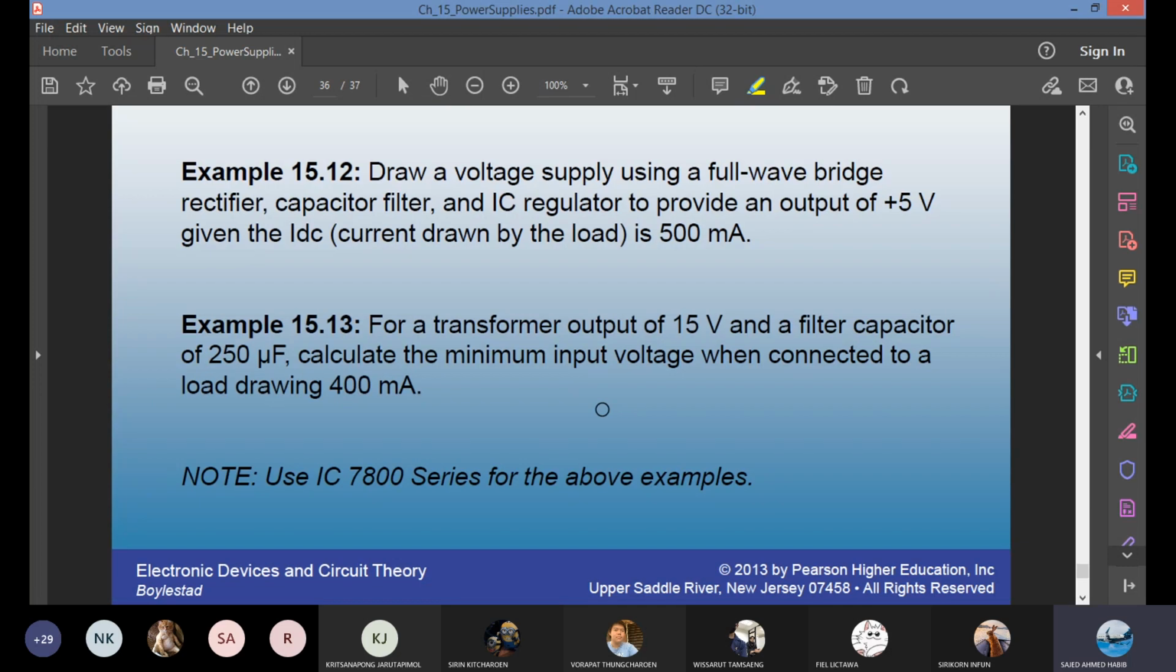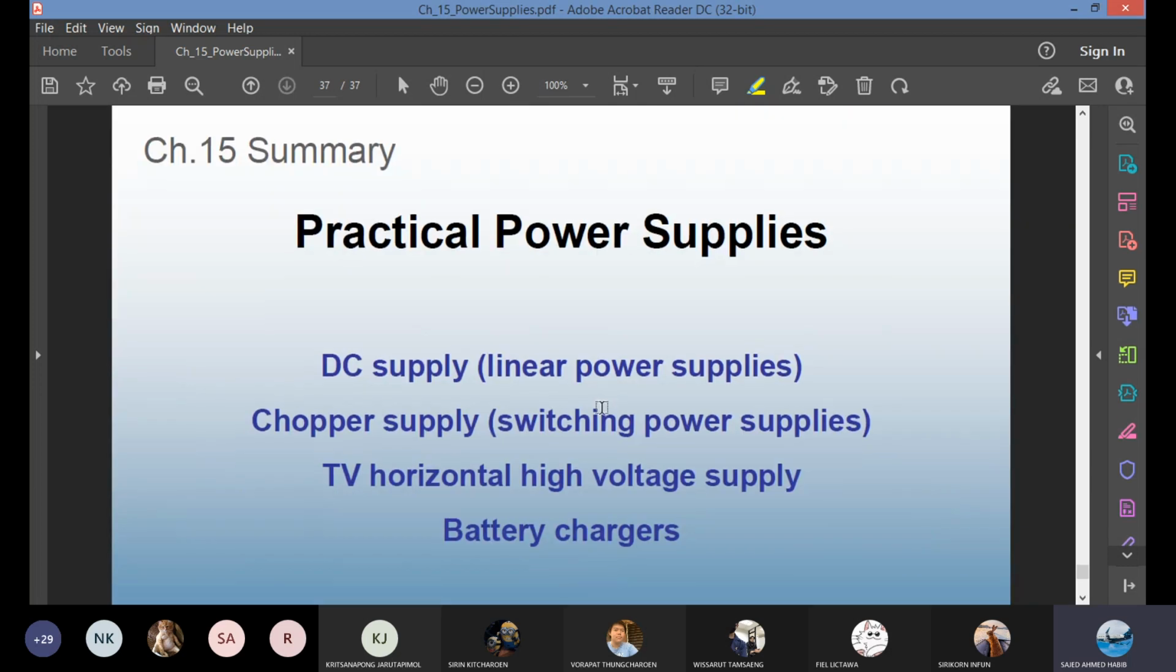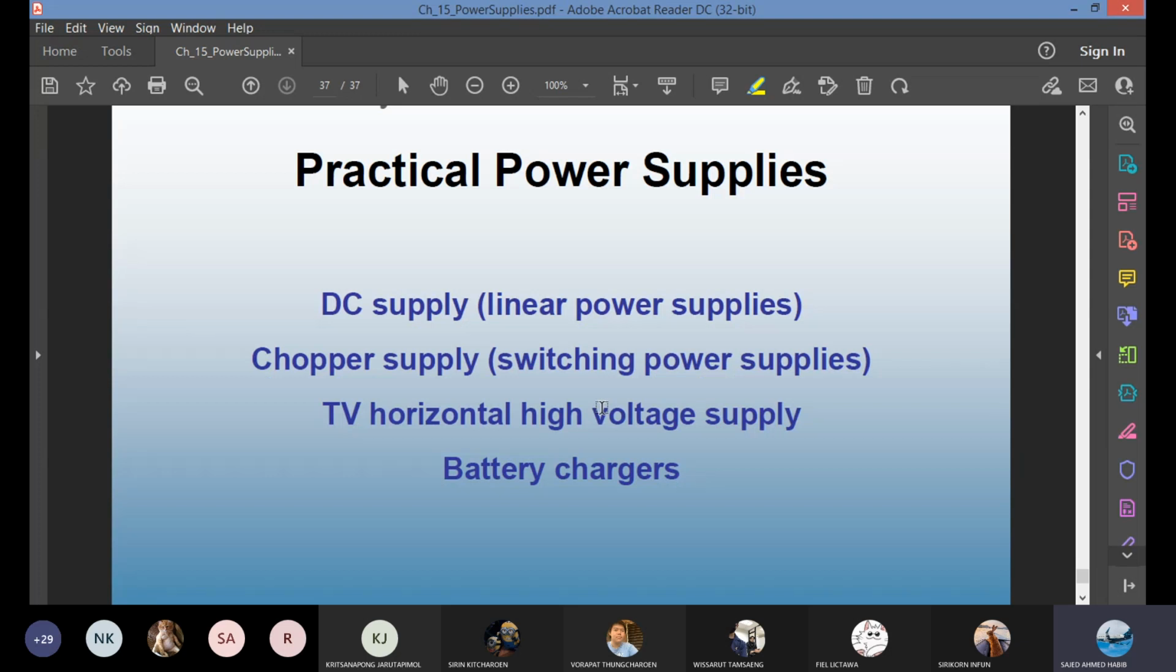I think, what is the next slide? Practical power supplies. Where do we use a power supply?